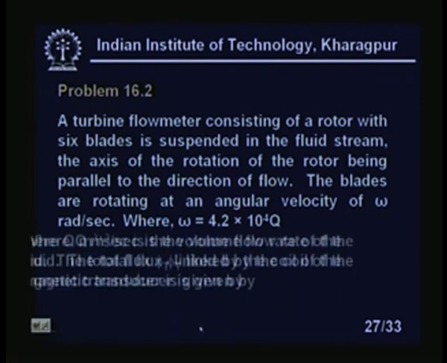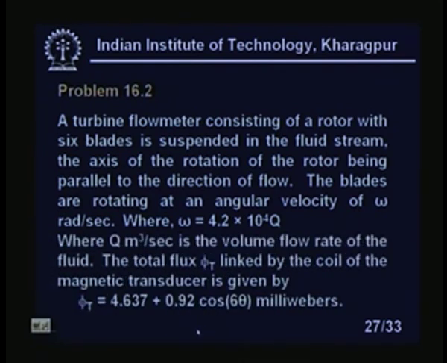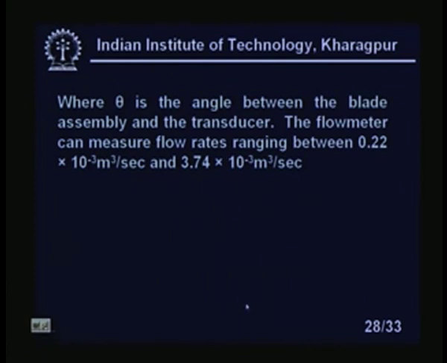where q meter cube per second is the volume flow rate of the fluid, and the total flux phi t linked by the coil or the magnetic transducer is given by 4.637 plus 92 cos 6 theta. This is in milliwebers, where theta is the angle between the blade assembly and the transducers. These are all very standard notations which we have given in our particular lesson.